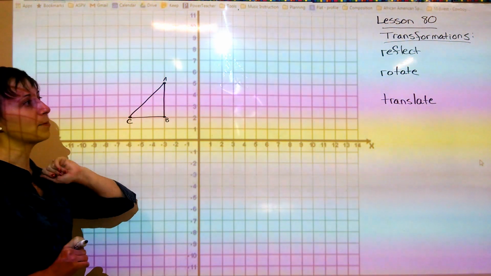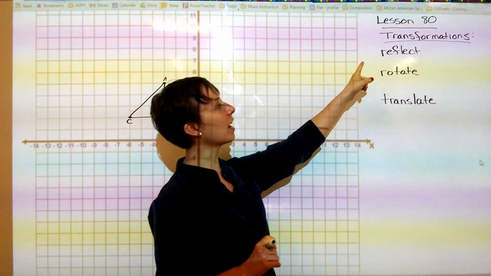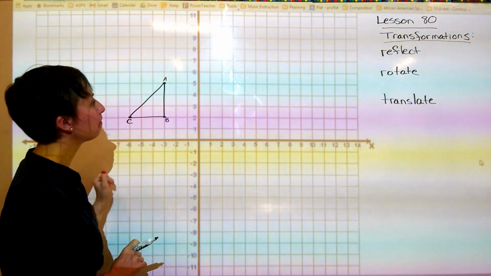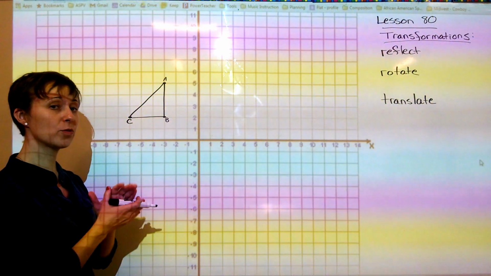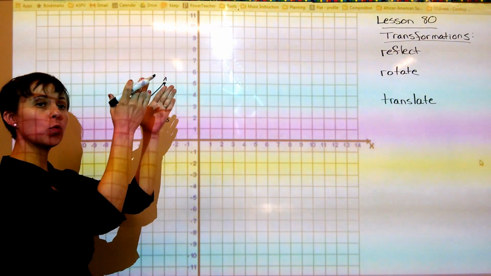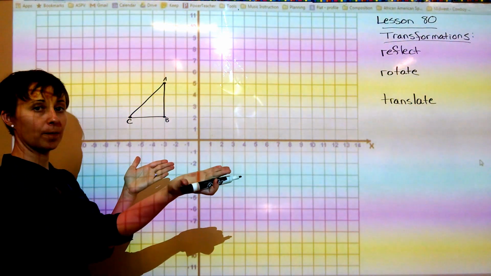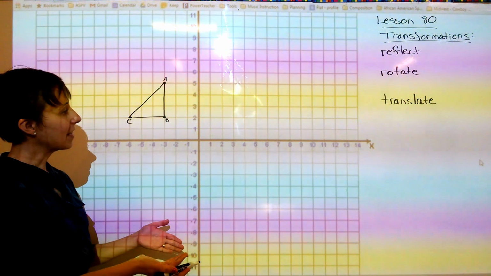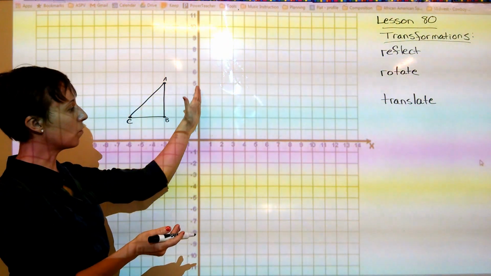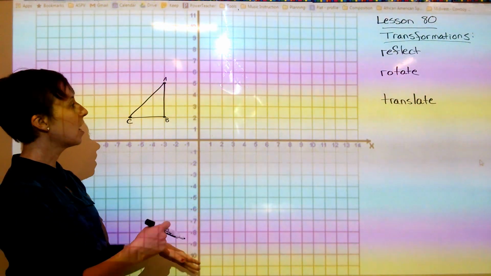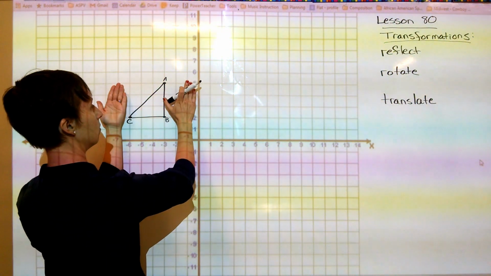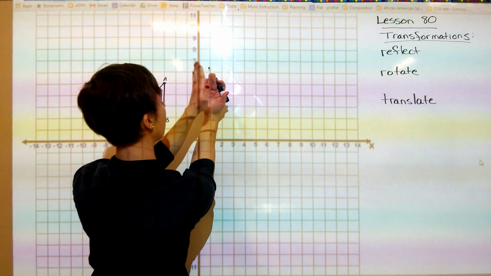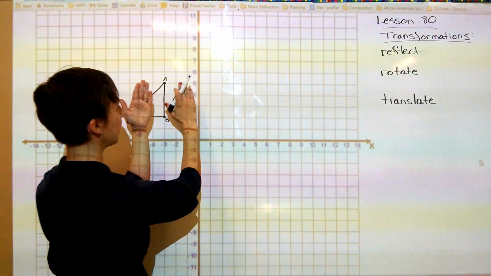All right, so I have a shape, and the first thing I want to do today is reflect that shape. Now, usually when they tell you to reflect the shape, they're going to tell you what to reflect it over, or what we used to call flip, to flip it over. In this case, they're going to tell you to reflect it over the y-axis. So you have to imagine if you took it here, and if we flipped it over the y-axis.